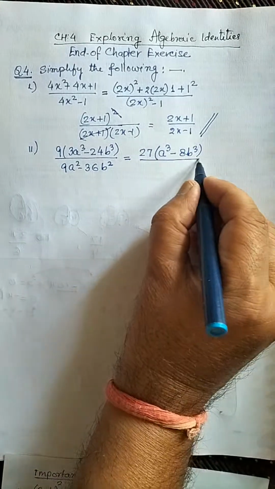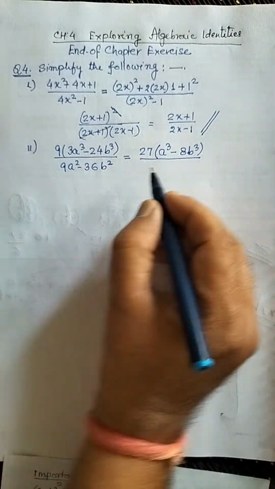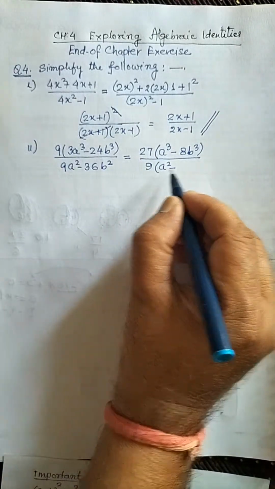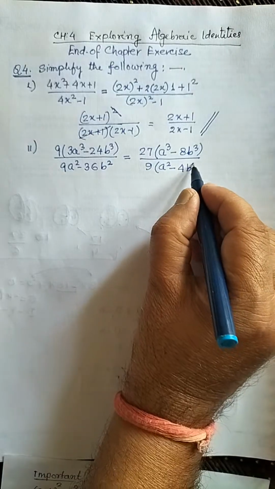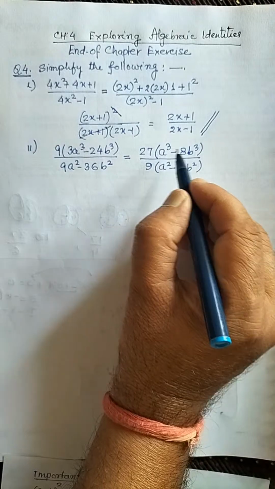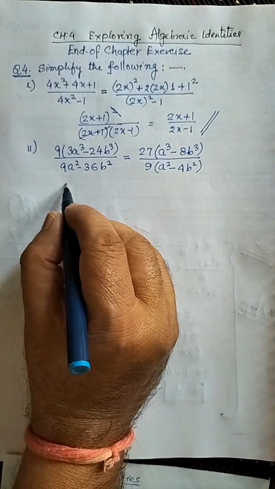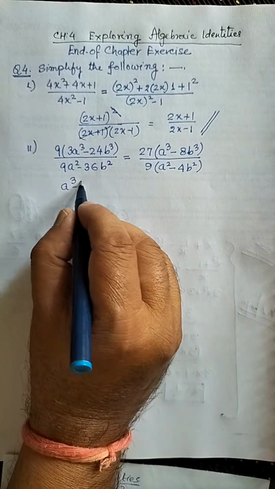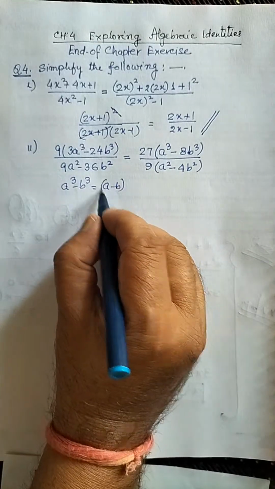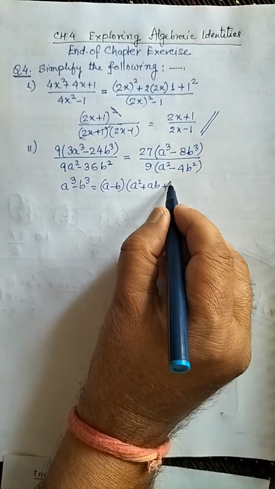Hope this step is clear to everyone. And here I can see 9 is common, so I'll take out 9 and I am left with a square minus 4b square. Now seeing the numerator, this is nothing but a cube minus b cube. It can be put into that form, right? And we know that a cube minus b cube is nothing but (a minus b) times (a square plus ab plus b square).